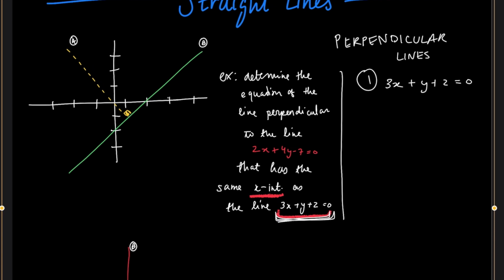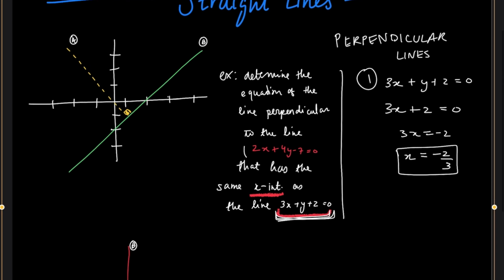So what we can do is set y equal to 0 to get the x-intercept. If we do this, we get 3x plus 2 is equal to 0, 3x is equal to negative 2, so x would be negative 2/3. So this is the x-intercept for both the equations given. Now we need to find the equation of the line perpendicular to 2x plus 4y minus 7.